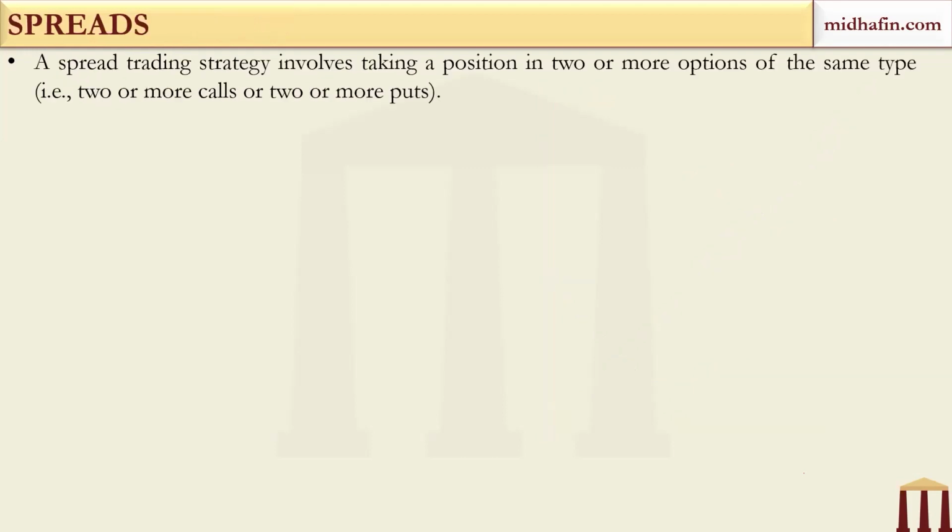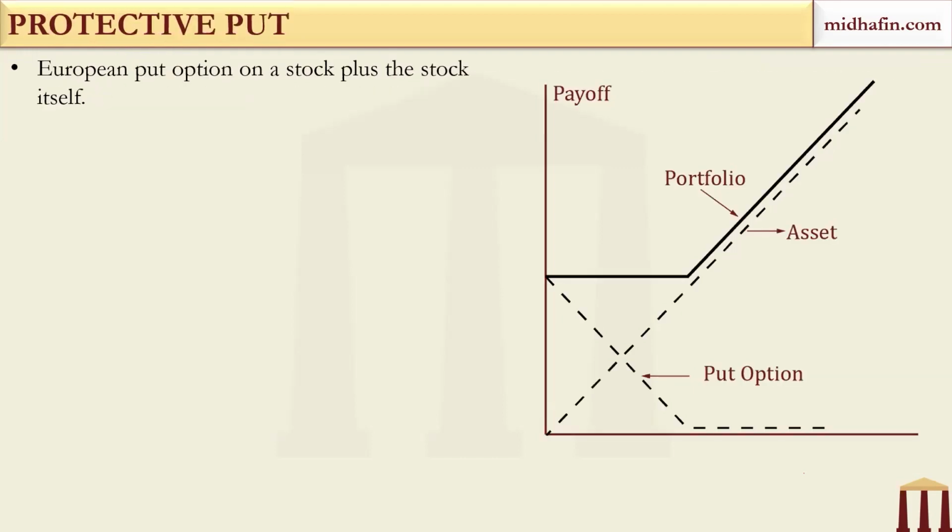Now, these were the strategies that are actually built upon the put call parity. Let me tell you very clearly. It was C plus PVK equals P plus S naught, right? So if you look at protective put, it is a European put option on a stock plus the stock itself. So it is long put plus long stock. P plus S naught was portfolio B. So protective put is nothing but portfolio B.